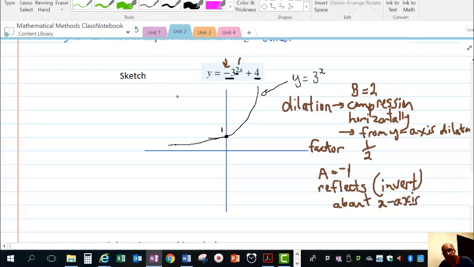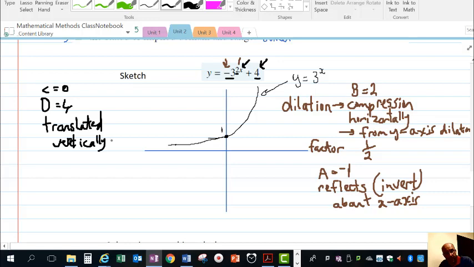Okay, and now we've got the other ones. Well, we've got no horizontal translation there. There's no x plus c, but we do have a +4. We have a plus d. So we could say c equals 0, d equals 4. So it's translated vertically 4 units up. So it's going to be further up than it was.